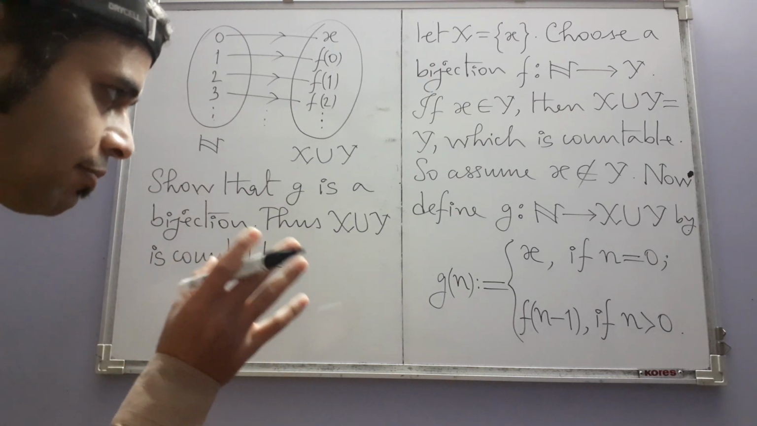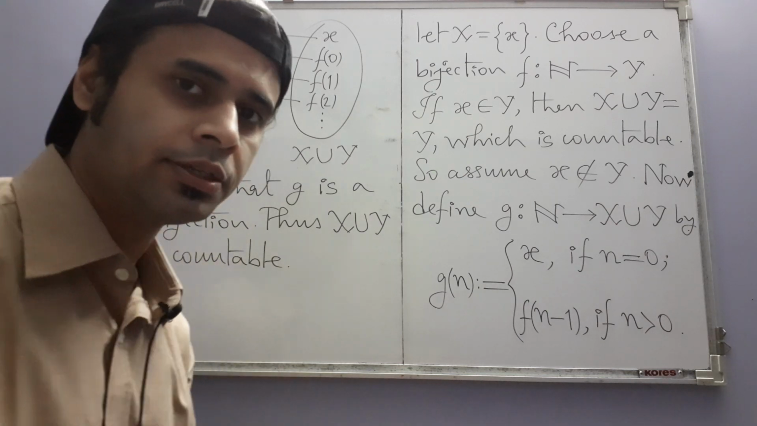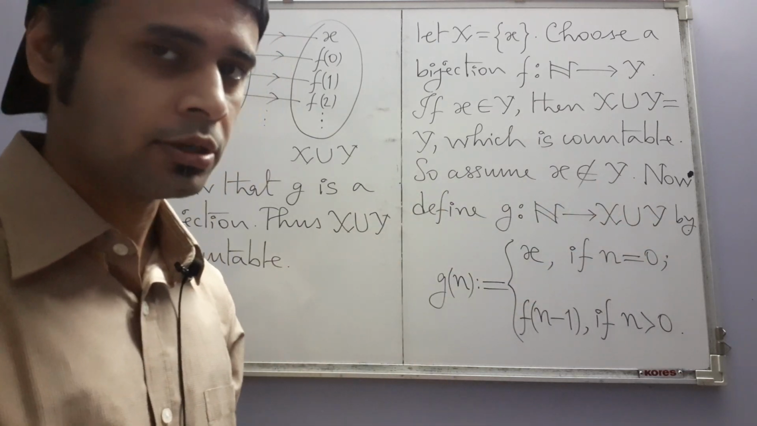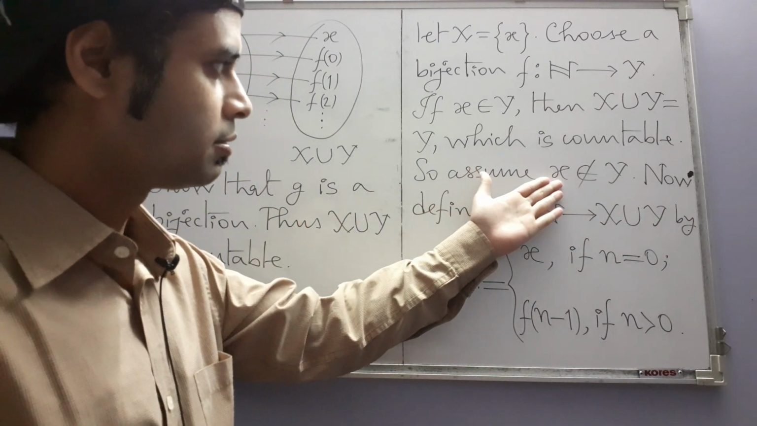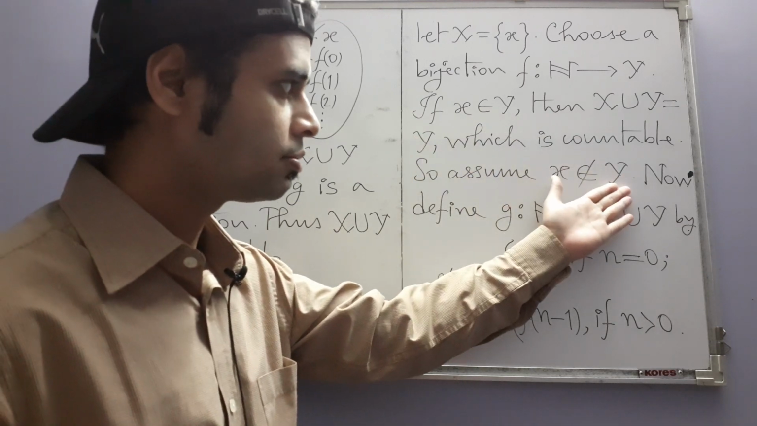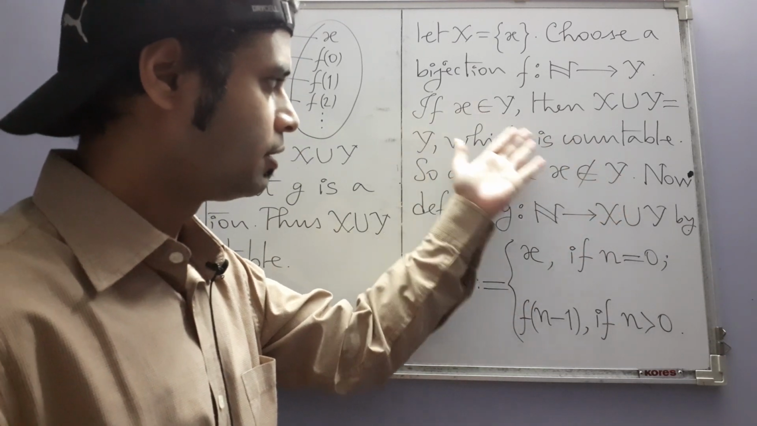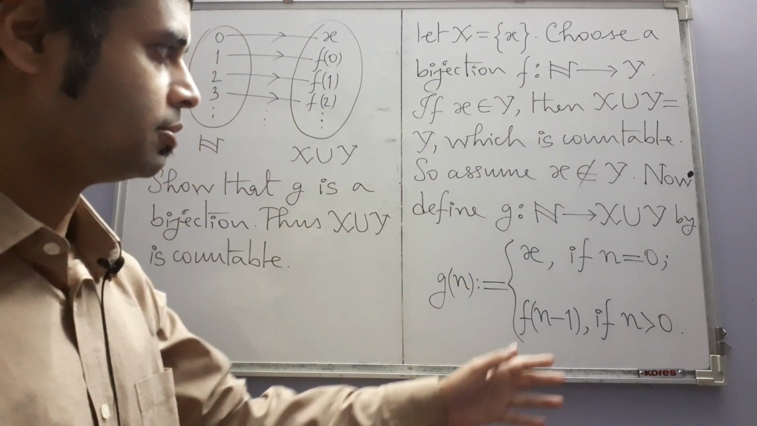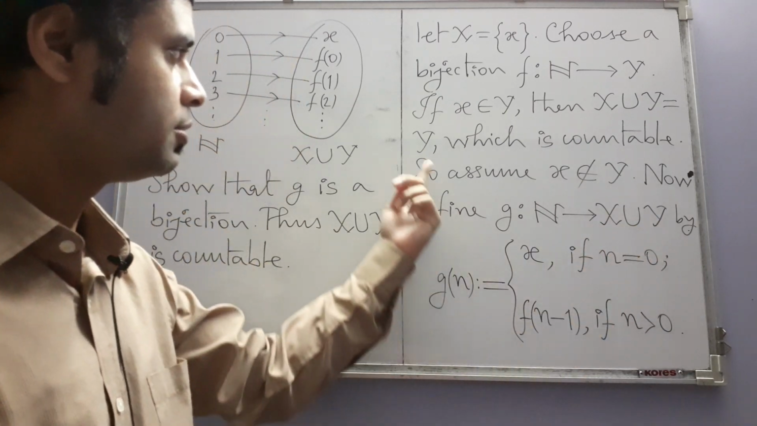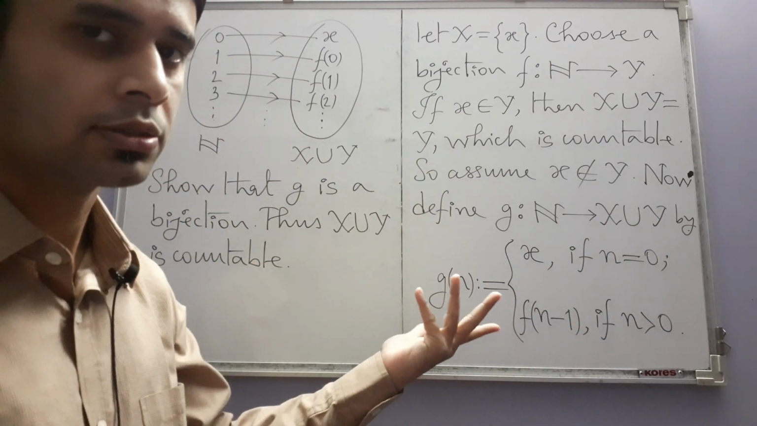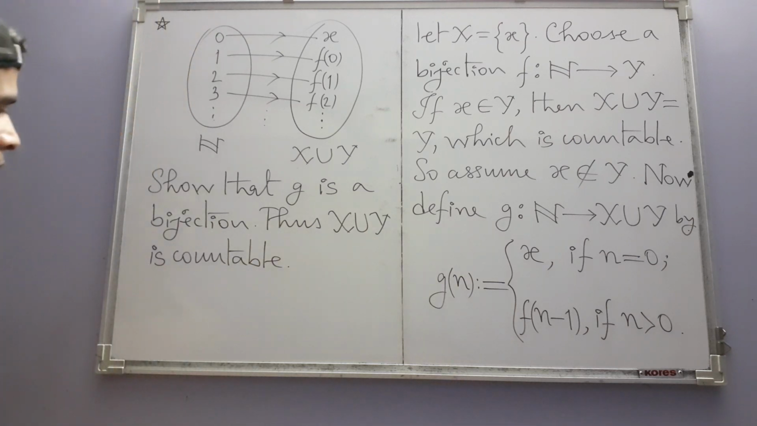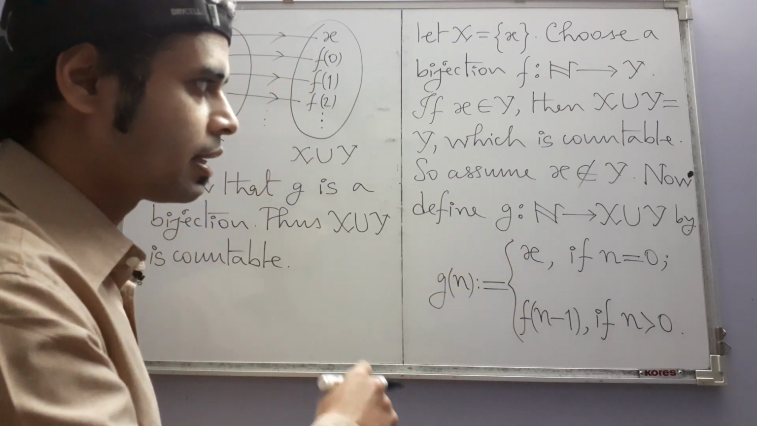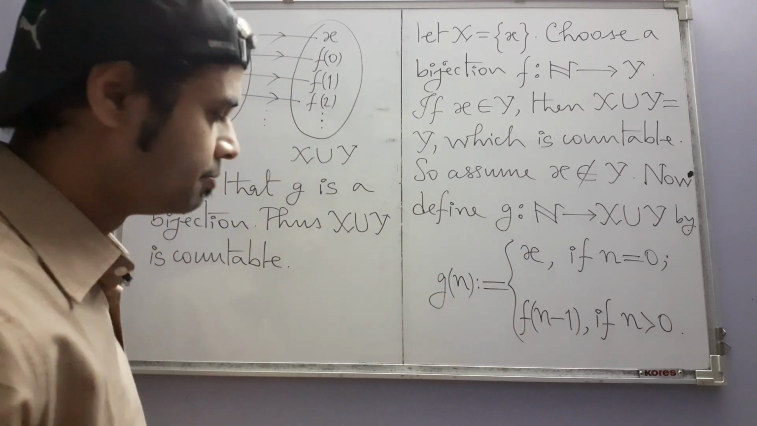That means what we have actually shown is that if we take the union of a countable set and a singleton set, whether the unique element in the singleton set belongs to the countable set or does not belong to the countable set, it does not matter. The union is going to be countable. In this case which is Y itself, then also it is countable. So that's what we have shown. If one of the sets is singleton and the other is countable, then the union is countable.